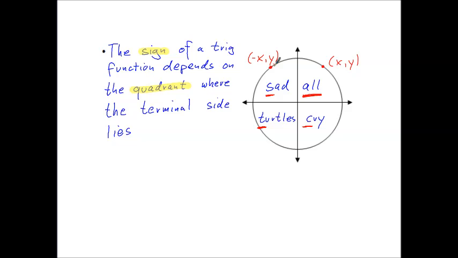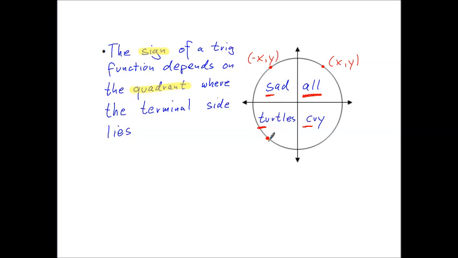That means that the y-coordinate, which is the sine, and its reciprocal are going to be positive values, while anything that has to do with the x-coordinate, that's the cosine, that's the secant, and that's also tangent and cotangent, who have it in their ratio, are going to be negative.